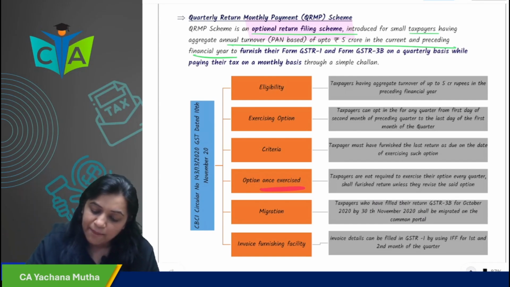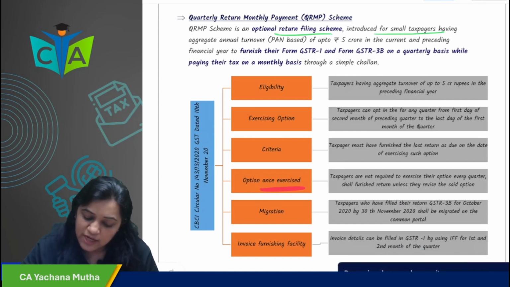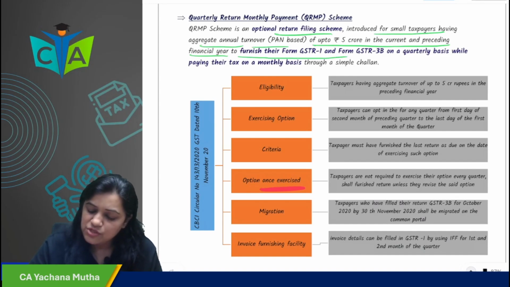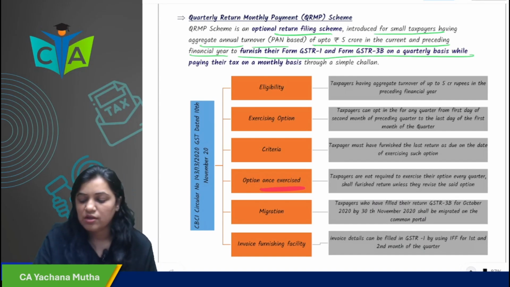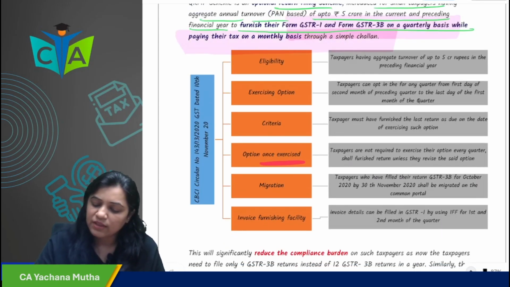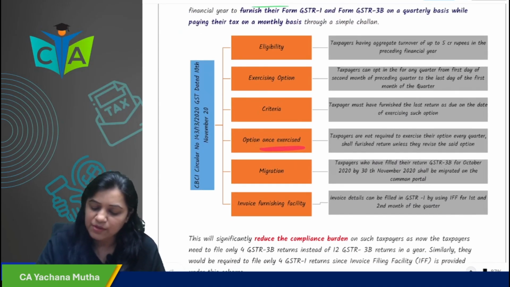Payment you have to do on a monthly basis. So QRMP is what? It is a return filing scheme introduced for small taxpayers having an aggregate annual turnover up to 5 crore in the current and preceding financial year. They will furnish their Form GSTR-1 and 3B on a quarterly basis, while they will pay the tax on a monthly basis through a simple challan.